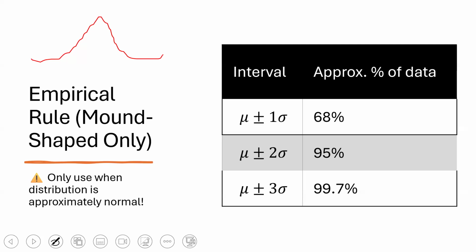Here's how it works. About 68% of the data fall within 1 standard deviation of the mean. Go up or down by 1 standard deviation, add or subtract 1 standard deviation to the mean, and about 68% of the data will fall in that interval. 95% falls within 2 standard deviations, and 99.7% within 3 standard deviations. This rule helps you make quick mental estimates about where data will fall when the distribution is approximately normal, when it's bell-shaped.